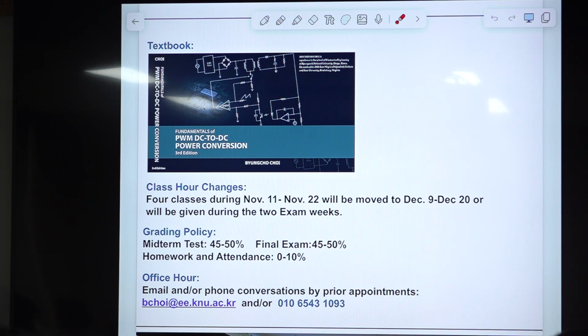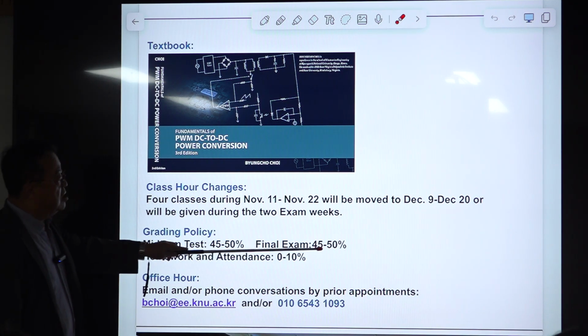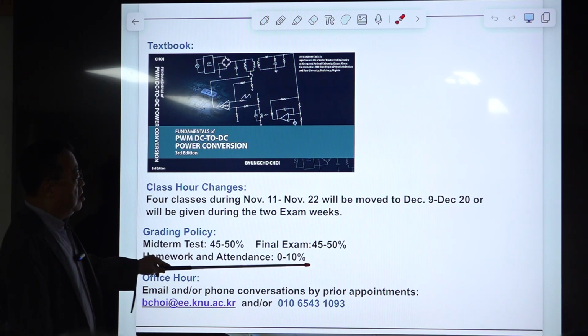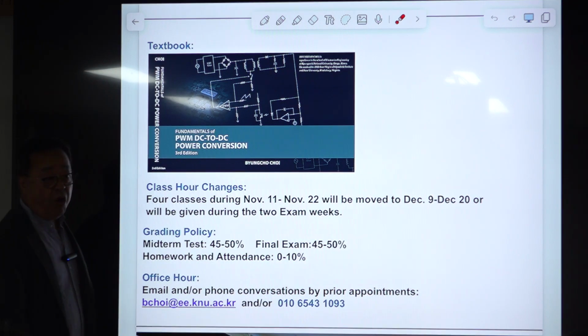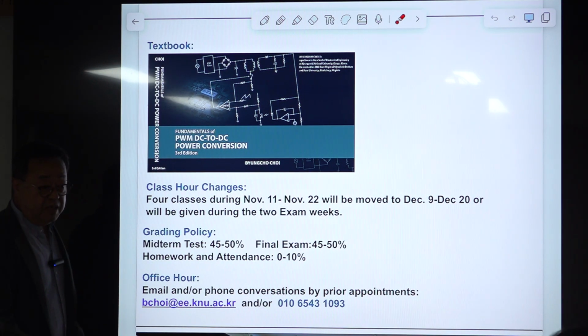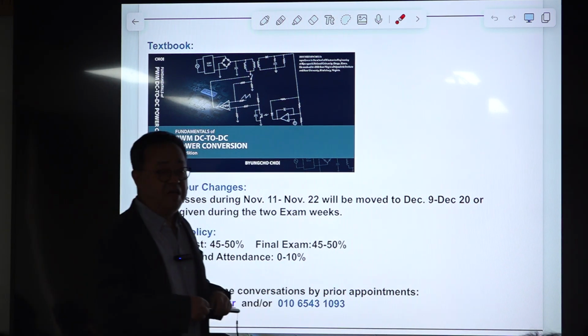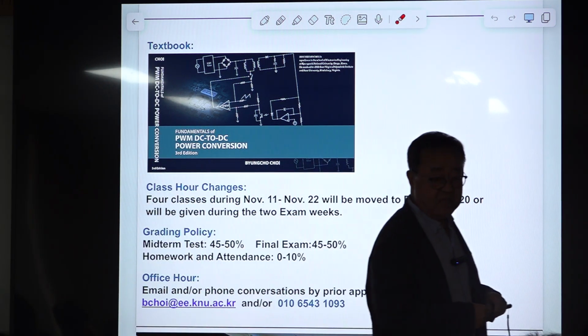And the grading policy: the midterm test is 45 to 50%, and the final exam will be 45 to 50%. Other class activities like homework, project and attendance will constitute up to 10% of your total grade. But I'm giving very good final grades. If you make your normal effort, or more than normal effort, you will get a grade starting from A plus, A, A minus.